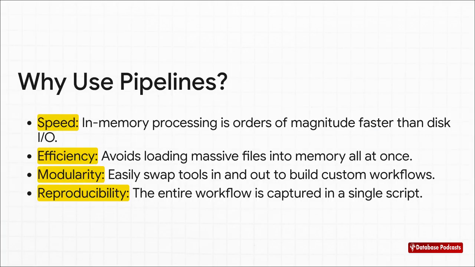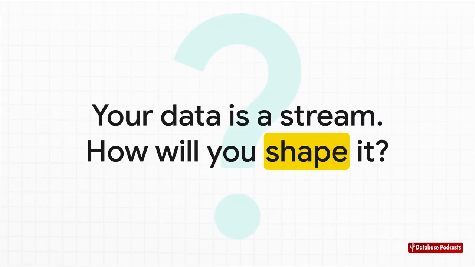So why do we work this way? What's the big deal? Well, first, it is blazing fast. Processing in memory is just orders of magnitude faster than writing to a disk. Second, it's efficient. You can process a terabyte-sized file on your laptop because you're only ever looking at one line at a time. And finally, your work becomes modular and reproducible. The whole analysis is just a single line of code that you can save, share, and run again and again perfectly every time.